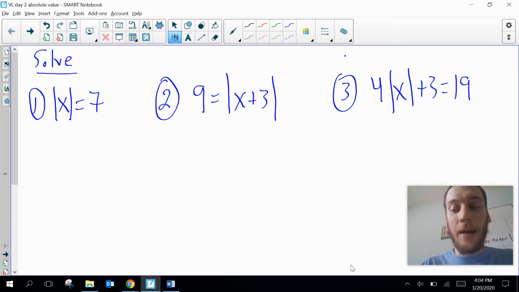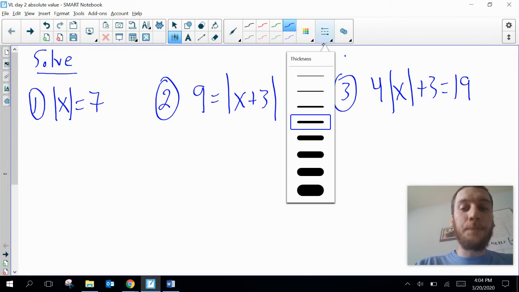Today we're talking about absolute value. So basically, absolute value is when you've got these bars over here, and whatever you put inside the bars is going to become positive. So on this one, if I put a 7 in, that would work because positive 7 is 7. If I put in a negative 7, that would also work because the bars are going to make it positive. So we've got two answers on this one.